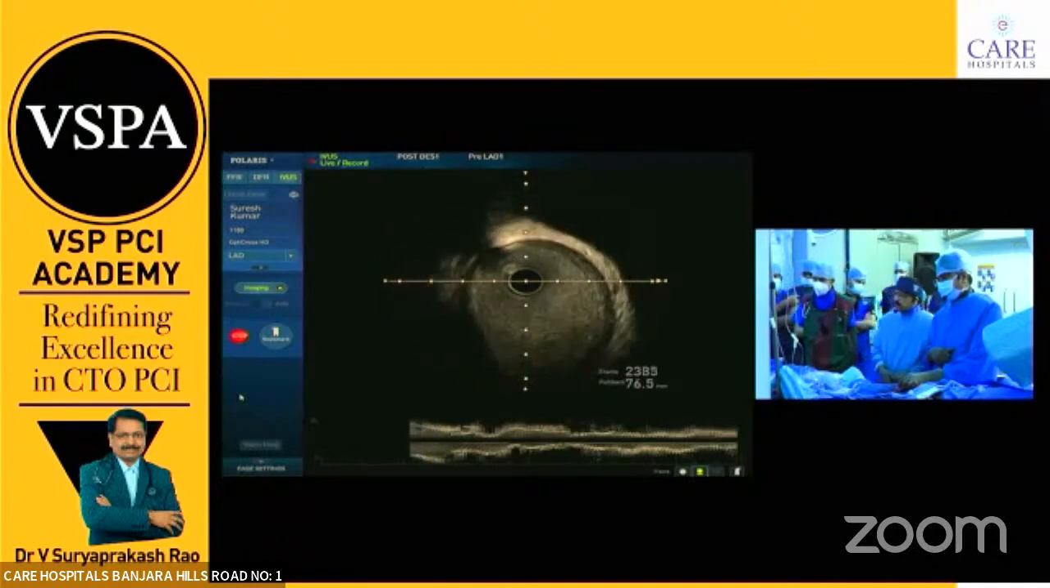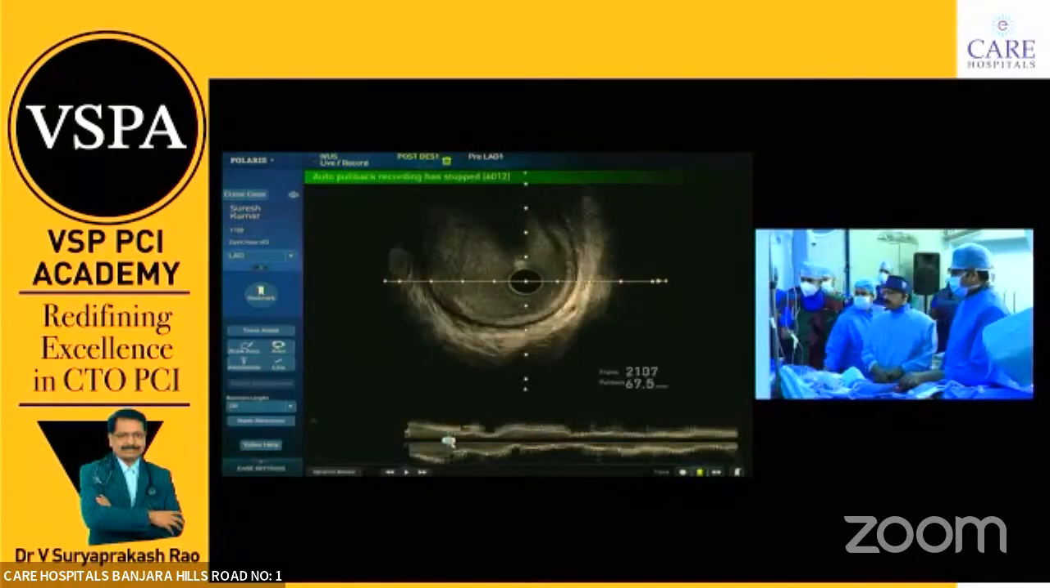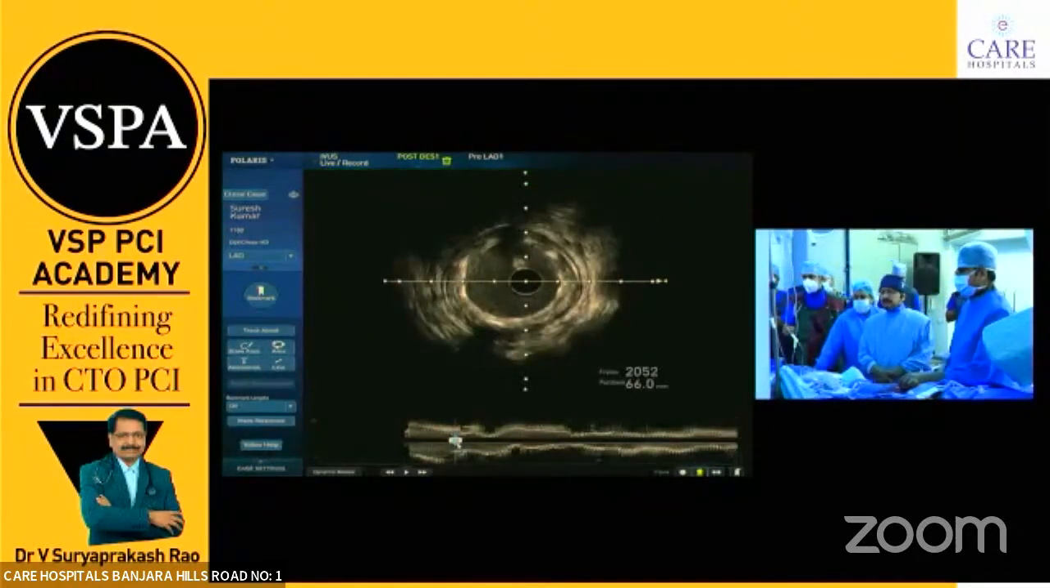And just tell the area achieved by the IVUS, mean stent area, how much?